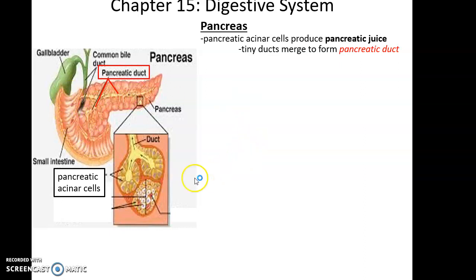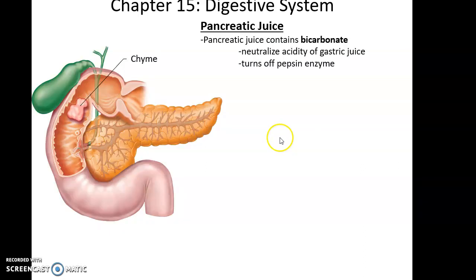And within the pancreas are what are called pancreatic acinar cells. These cells produce what's known as the pancreatic juice. And the pancreatic juice then will emerge and enter the pancreatic duct and eventually enter the duodenum.